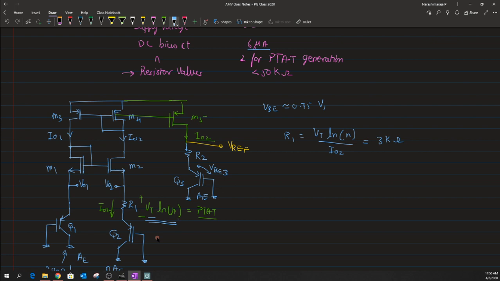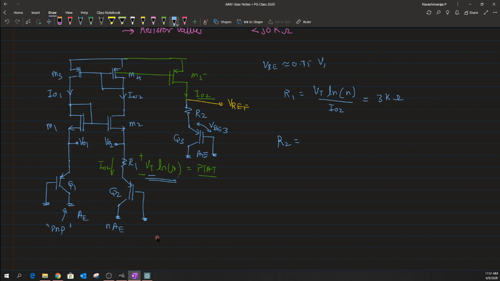Whenever this question is asked, you need to draw the complete structure and then evaluate these quantities. Now, in order to calculate the value of R2, we have to make use of our reference voltage source. Or if you know the drop, you can directly do it. Let me do it the other way.